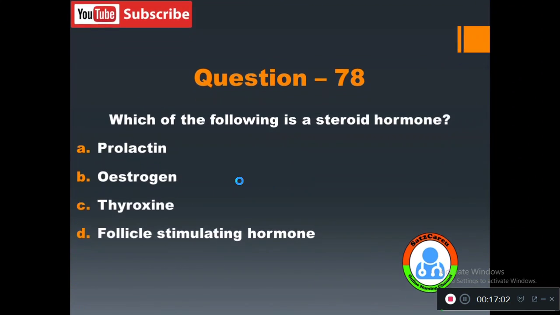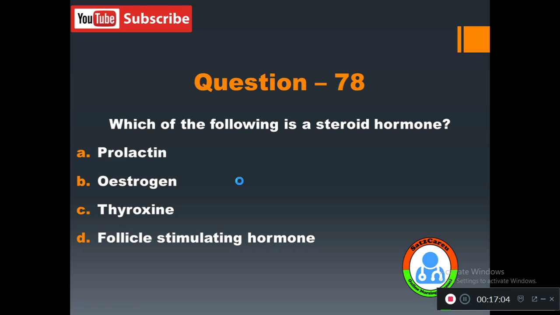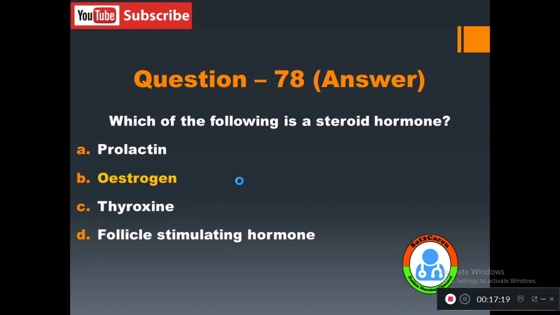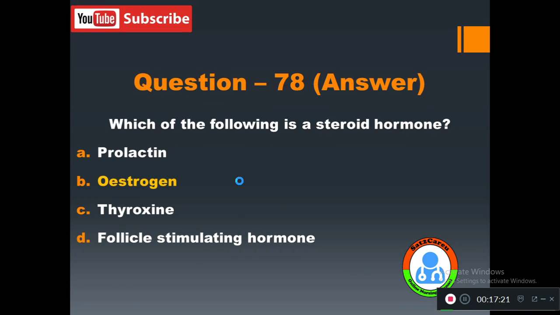Question number 78. Which of the following is a steroid hormone? Option A, prolactin, B, estrogen, C, thyroxine, and D, follicle stimulating hormone. The steroid hormone is estrogen. Option B is the right answer.